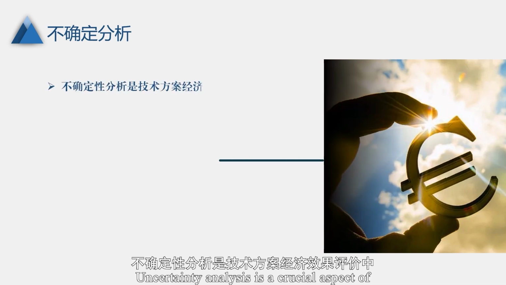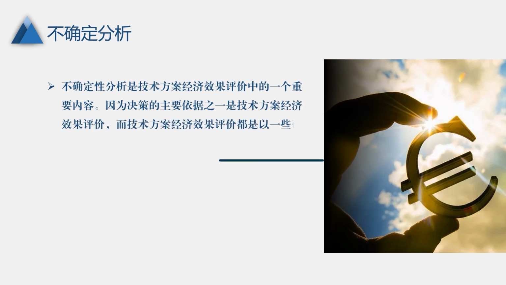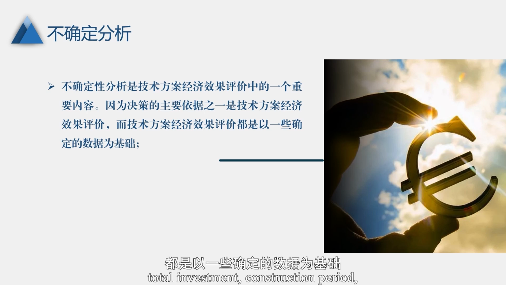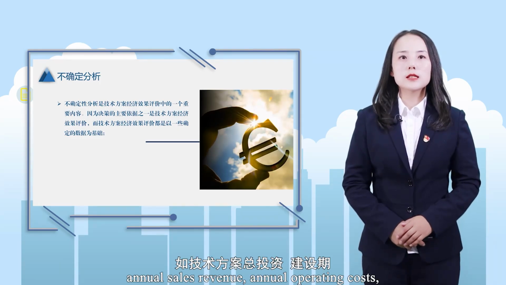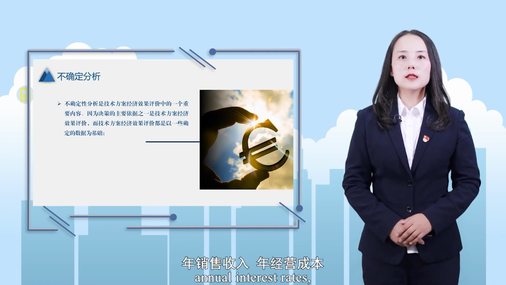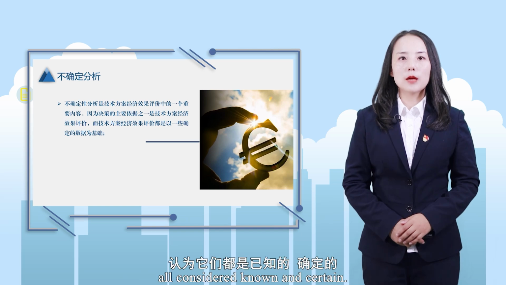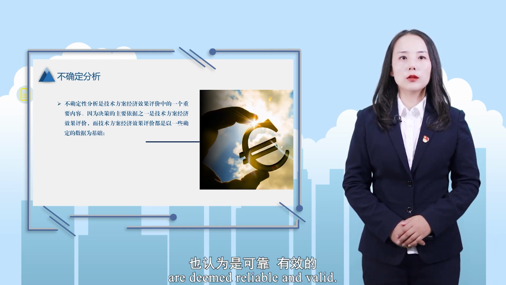Uncertainty analysis is a crucial aspect of the economic evaluation of technical proposals. Decision-making primarily relies on the economic evaluation of technical proposals, which is based on certain data such as total investment, construction period, annual sales revenue, annual operating costs, annual interest rates, equipment salvage value, and other indicators, all considered known and certain. Even estimates or predictions for a particular indicator are deemed reliable and valid.